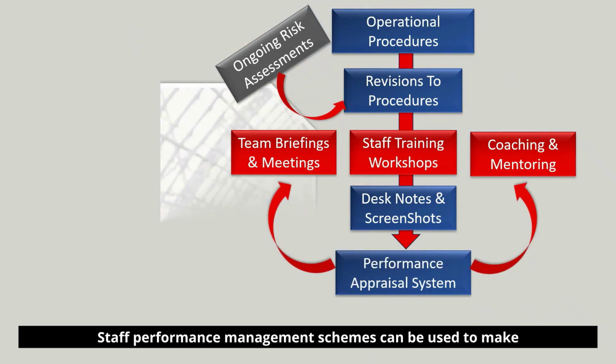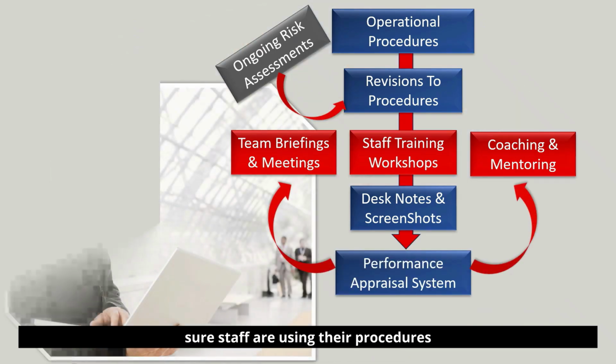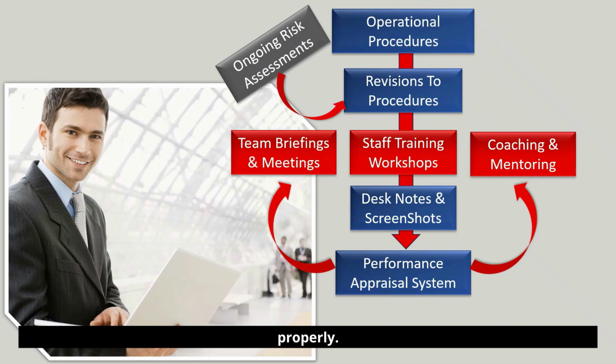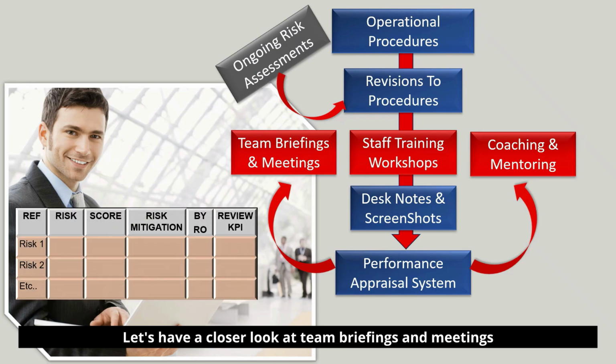Staff performance management schemes can be used to make sure staff are using their procedures properly. Problems can be fed back into the way procedures have been designed and used. An organisation may get into trouble through privacy breaches, complaints and fraud if staff aren't dealing with transactions and inquiries properly. Let's have a closer look at team briefings and meetings for a few minutes.